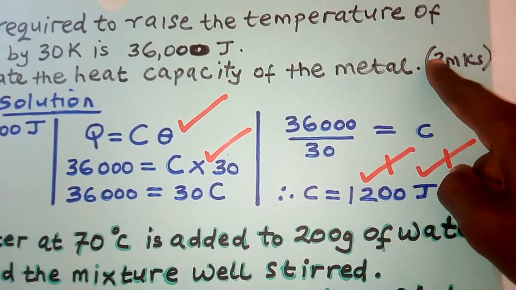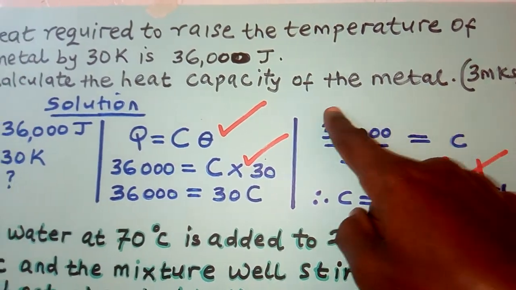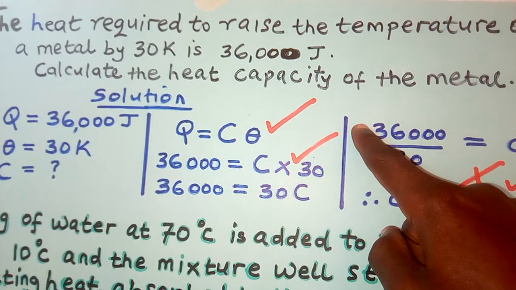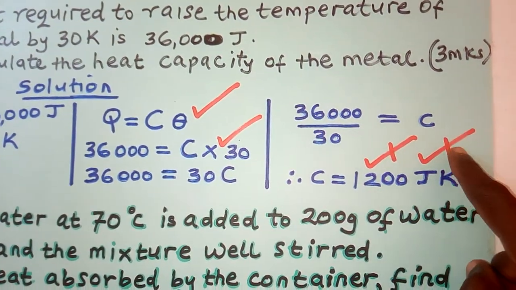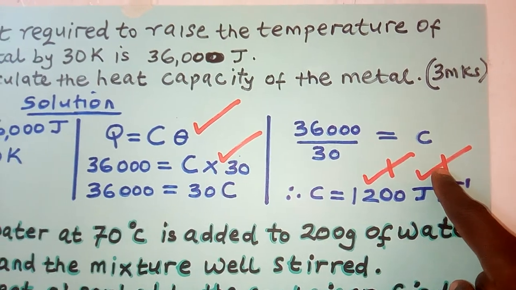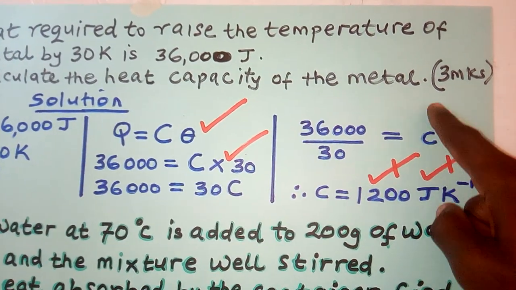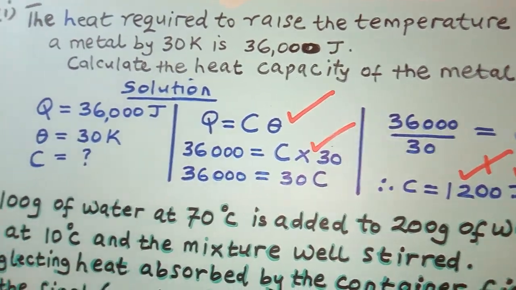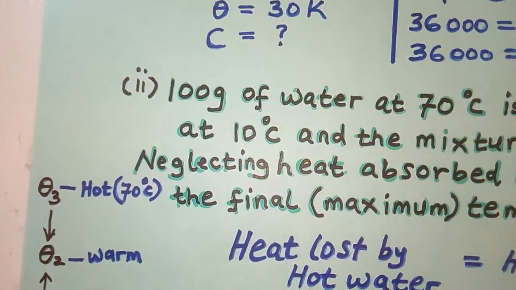There are 3 marks. How do we get all? The formula takes 1, substitution takes another 1. The answer and the unit will share the remaining 1 mark. At the end of the day, you get all the 3 marks. That is very good. Now let's look at the second question.